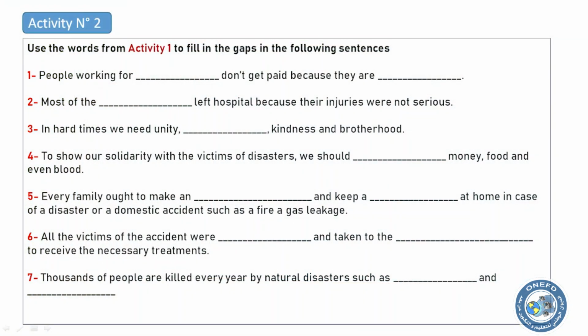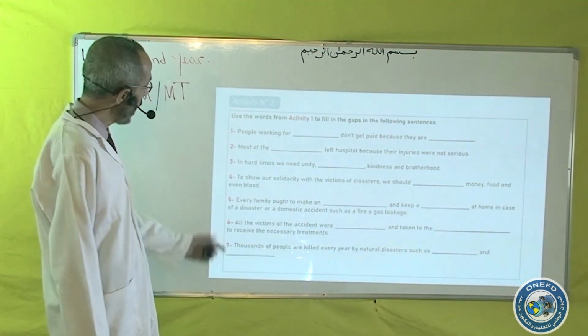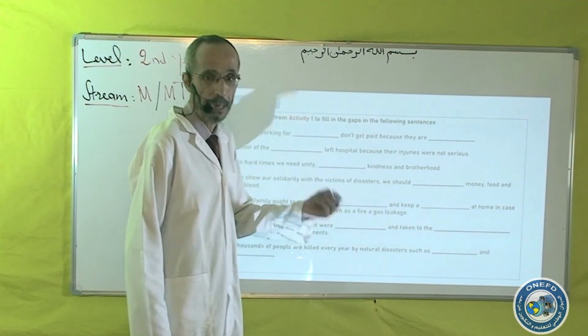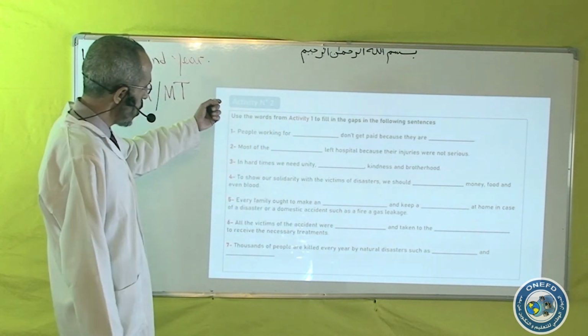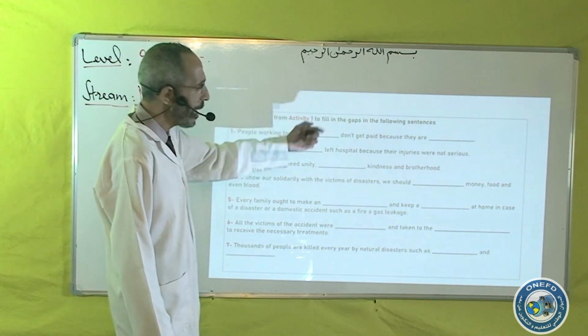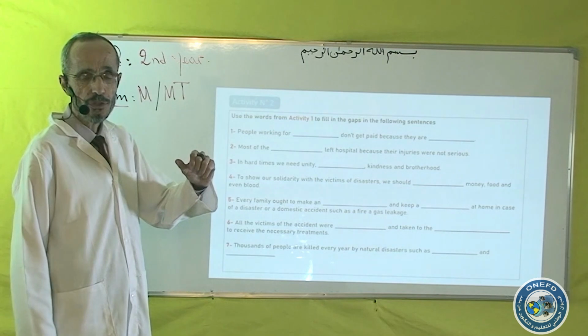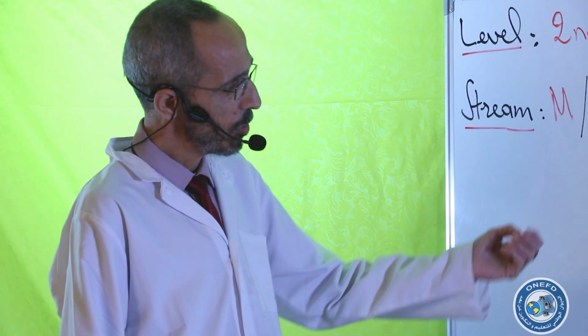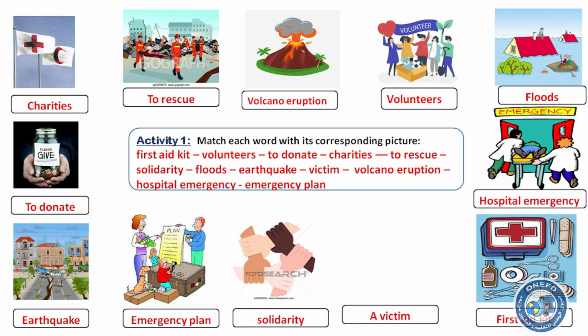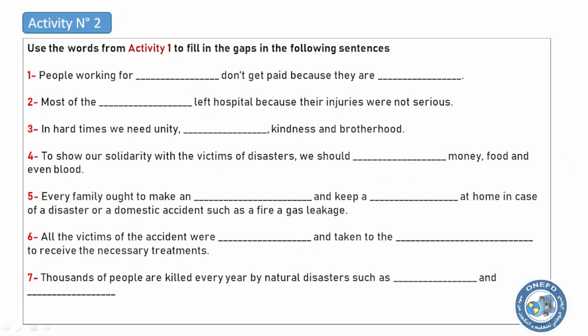In activity number 2, use the words from activity 1 to fill in the gaps in the following sentences. Here we have 7 sentences. In each sentence, there is 1 or 2 gaps. So, how to fill in these gaps? We use the words we learned in activity 1. So, go back to activity 1 and use the words to complete these sentences. You have 3 minutes for that.